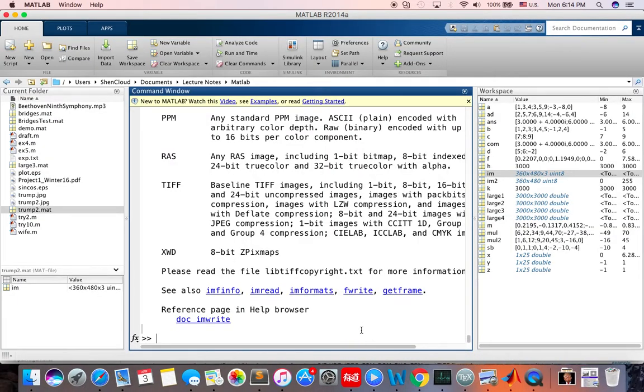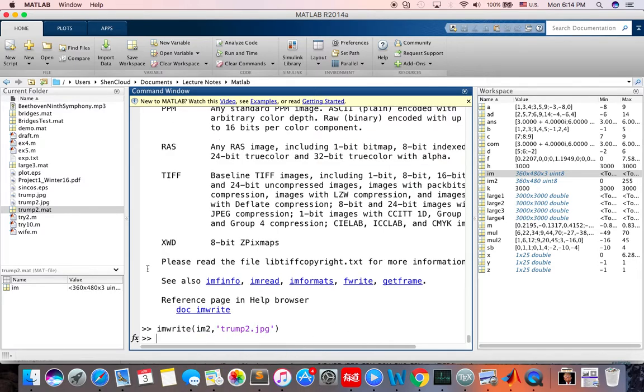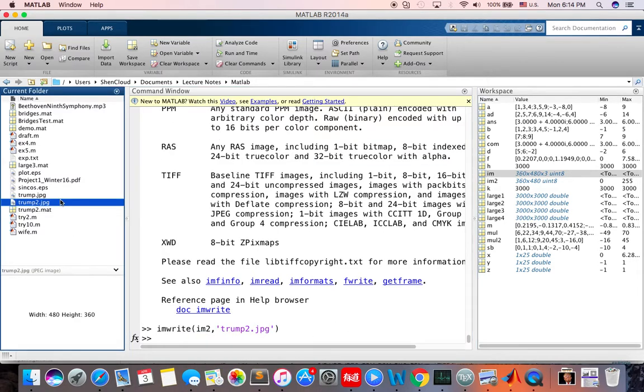So after using help and looking for it online, you can use the function imwrite here. So image2 and the file name jump2.jpg. So now the file jump2.jpg is saved in our folder.